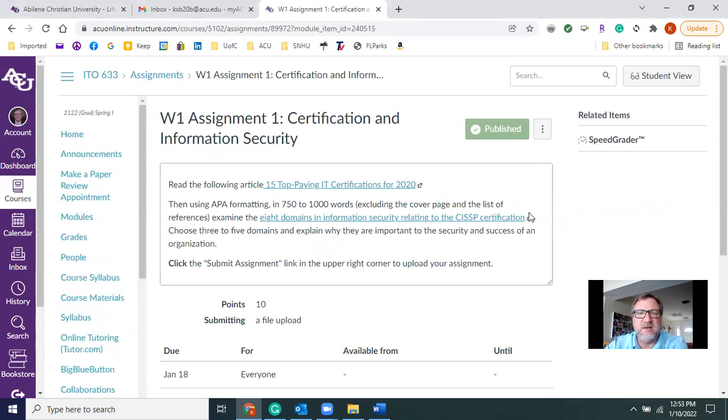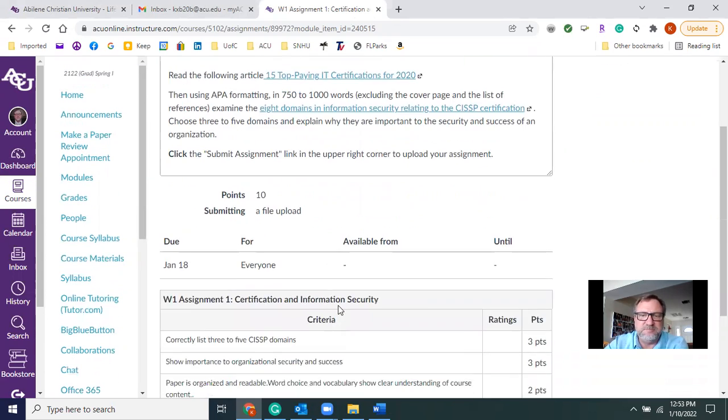And then I believe there's one assignment this week, certification information security. So read that article, 15 top paying jobs from Global Knowledge, and then use the APA format to examine the 8 domains in information security relating to CISSP certification. Choose 3 to 5 of those domains and submit an assignment on them.